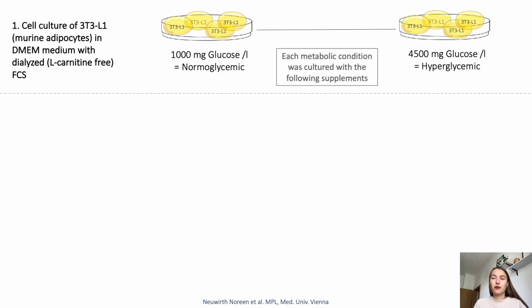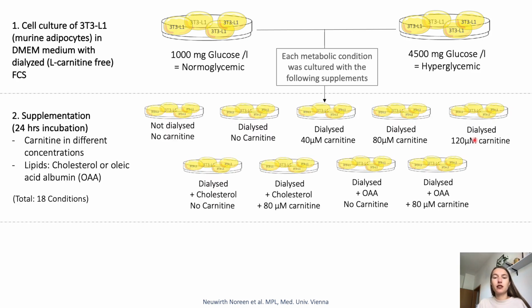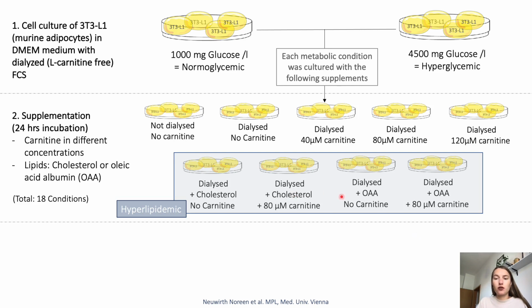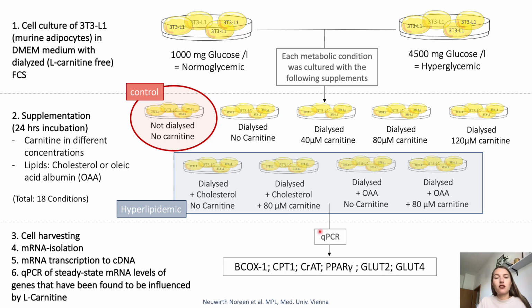This slide shows you the procedure, how we performed our cell culture study. First of all, cells were grown in normoglycemic and hyperglycemic media and were then supplemented with different carnitine concentrations. Lipid supplementation was used to simulate hyperlipidemia, and our control, so to say the healthy patients, are the cells that were grown under normoglycemic conditions and without any carnitine supplementation and not being dialyzed. Finally, we focused our interest on the genes that you can see in the lower box.